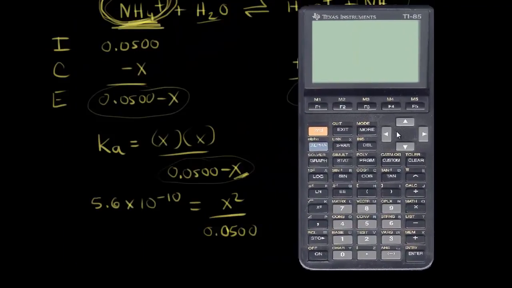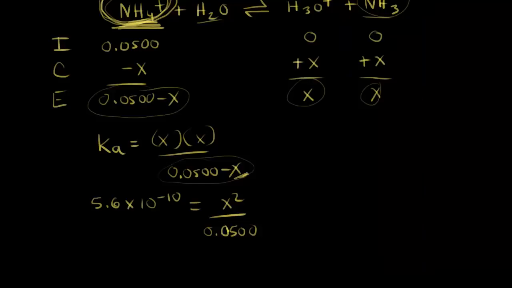And we can get out the calculator and solve for X. 5.6 times 10 to the negative 10. We're going to multiply that by 0.05, and then take the square root of our answer and solve for X. X is equal to 5.3 times 10 to the negative 6. So let's go ahead and write that down. X is equal to 5.3 times 10 to the negative 6.